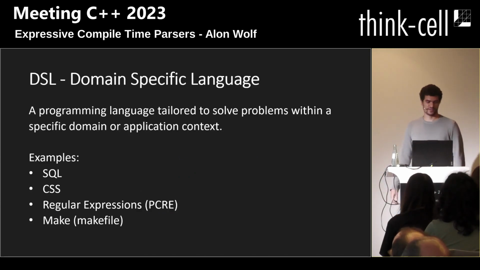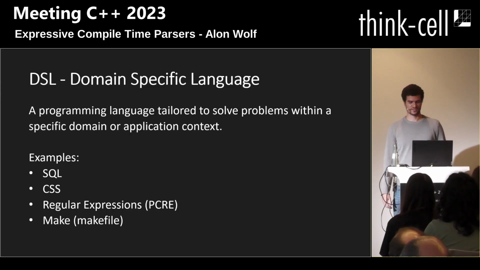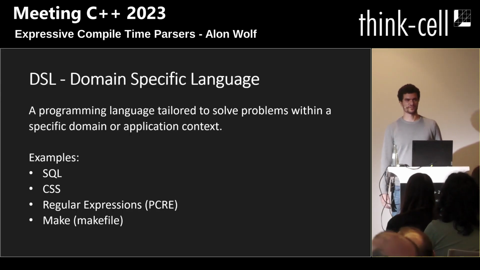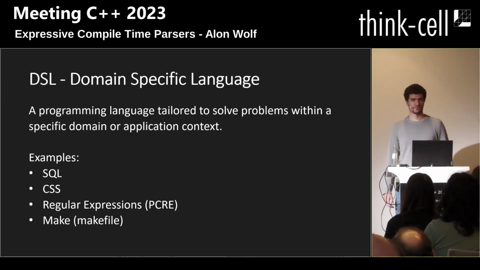So, a domain-specific language, or DSL, is a language that is designed to solve problems in a specific domain. So, after we learn the syntax of the DSL, we can use it to more easily solve problems in that specific domain. Some examples of DSLs include SQL, CSS, regular expressions, and make, which we use to write makefiles.